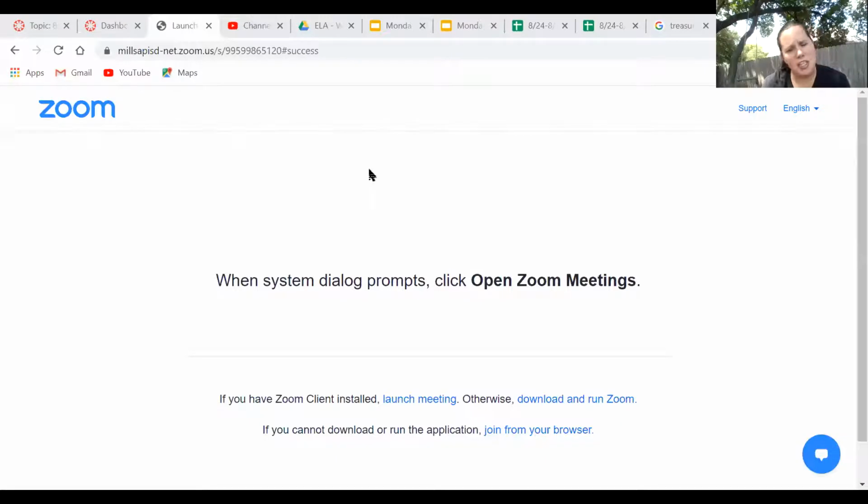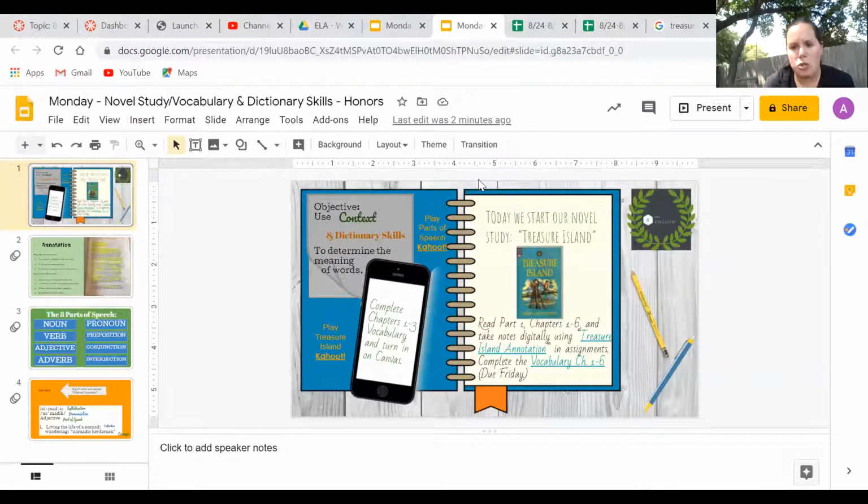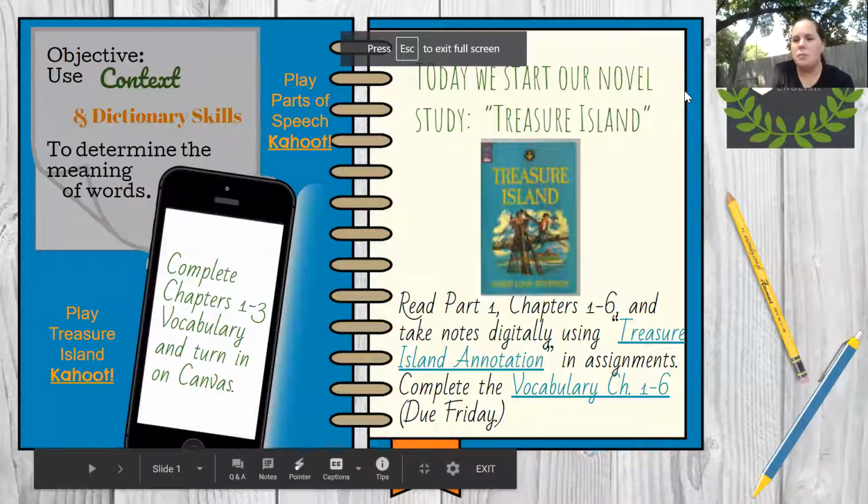I know last week kind of just flew by, but here we are today, and we're going to start getting into content. So today I wanted to start our novel study that I mentioned last week. I mentioned that we will be reading Treasure Island, and you should have had a chance to download that already. If you didn't, you'll definitely need to make sure that you do that. And the link is included on Canvas for you.